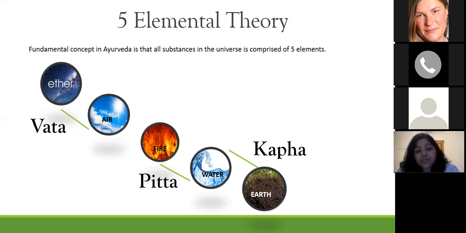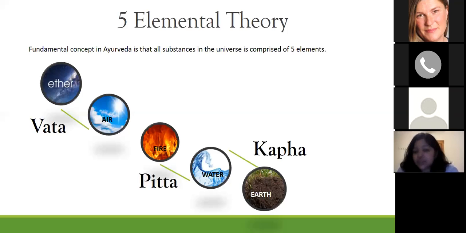Okay, the reason why we have it in this particular order, from space going all the way down to earth, is because in the course of evolution, which you have gone over in the fundamental philosophical aspects of Ayurveda, these elements come into existence in this particular order. It goes from the most subtle to the most gross. Similarly, we find the same qualities associated with these elements associated with the doshas that are made out of those particular elements.